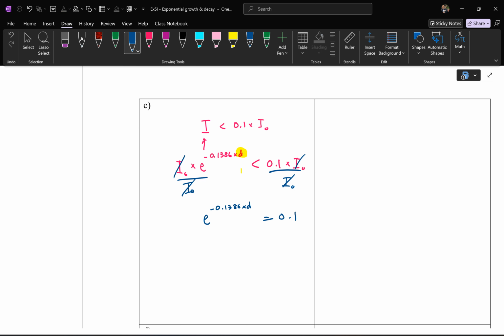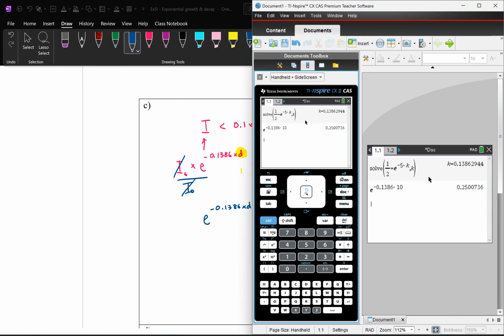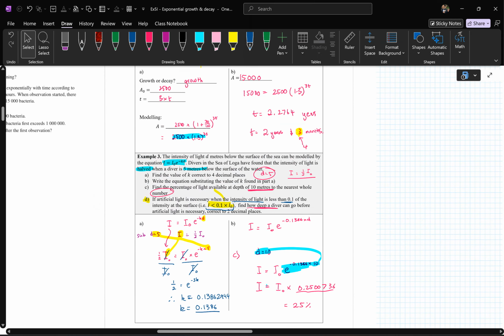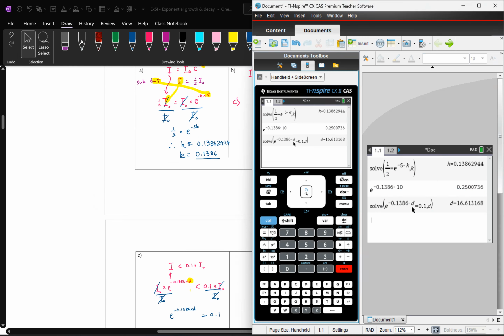Okay, so do it in your CAS, and let's see. Solve e to the power of negative 0.1386 times d is equal to 0.1, comma d. Depth of 16, didn't want rounded to a certain value. 2 decimal places. Did I type it right too?